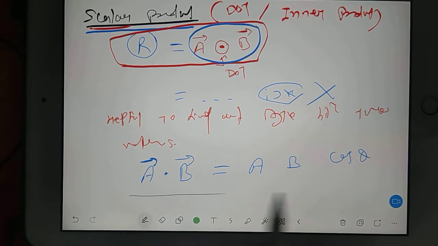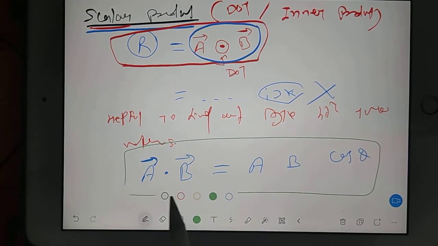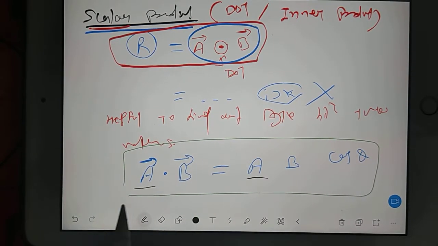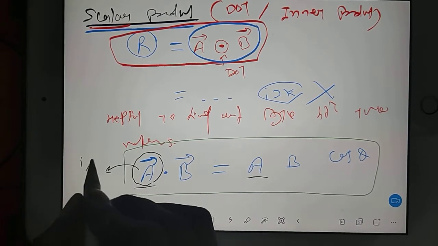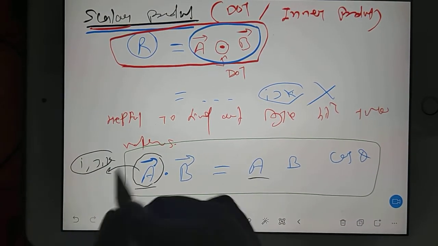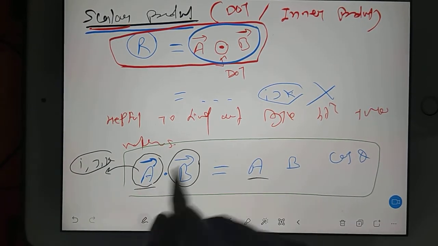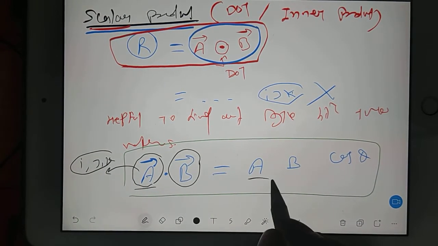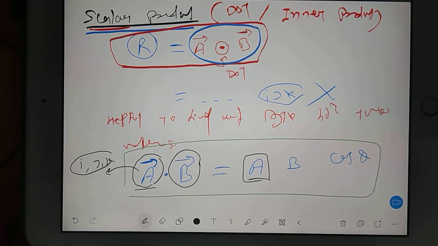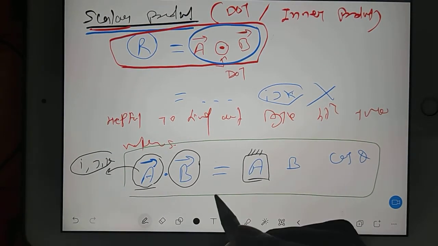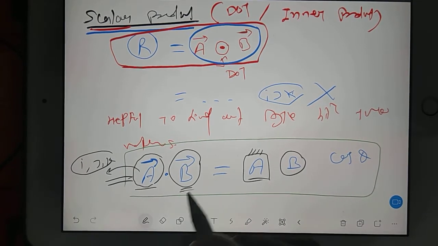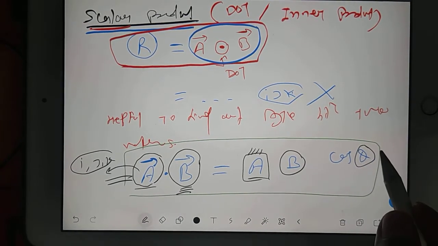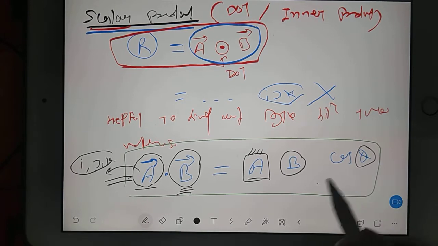Now see the difference here. What is this A and what is this A? This A is the pure vector, which will be given in terms of i, j, k, like 2i plus 3j plus whatever. In the same way, this B also. But this A is the magnitude of the vector A, and this B is the magnitude of vector B. And theta is the angle between both. So based on this, we'll take one example.